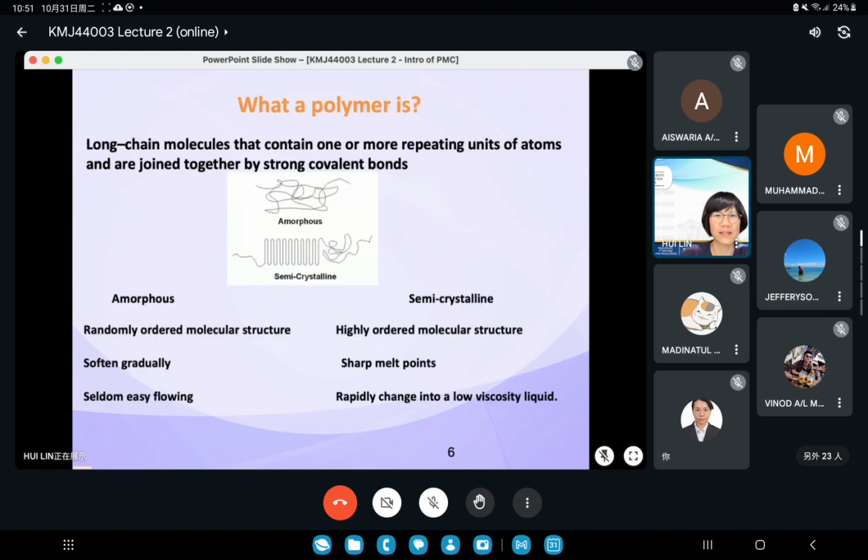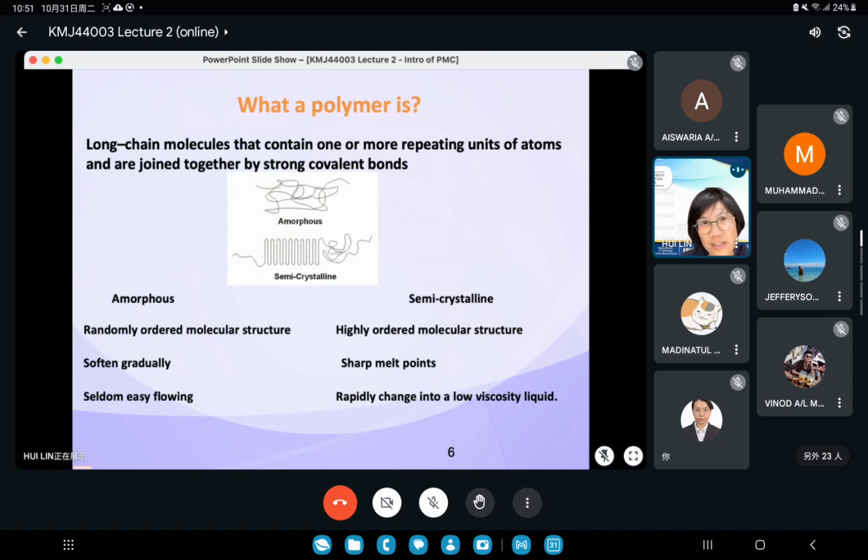Okay, so here is just our, you learned this, right? You learned this in your first year. What is the definition of polymer? So you have learned this one, so I will not repeat. And the structure of the polymer consists of amorphous and crystalline regions.